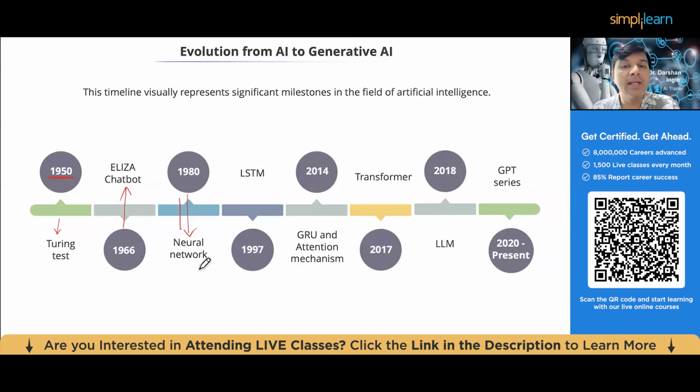Then in 1997, LSTM came into the picture, long short-term memory. They solved a major problem: machines were forgetting information too quickly. So LSTMs allowed machines to remember sequences, like understanding sentences in natural language. You can think of predictive text on your phone. Early LSTM models powered that capability.